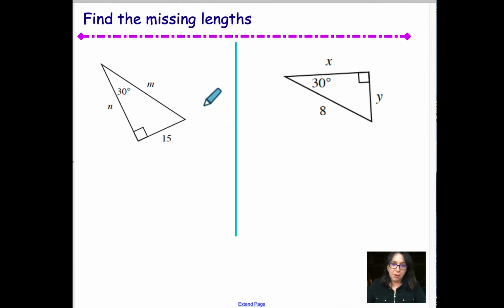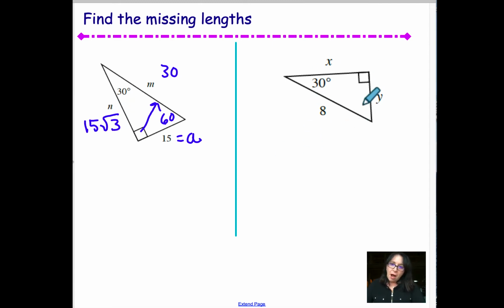So for the next problem, we want to find the missing lengths. So again, we're going to use all the little tricks as far as opposite the 30. If opposite the 30 degrees is A, then opposite the 90 is twice that. So that would be 30. Opposite then the 60 is going to be A root 3, or 15 root 3.